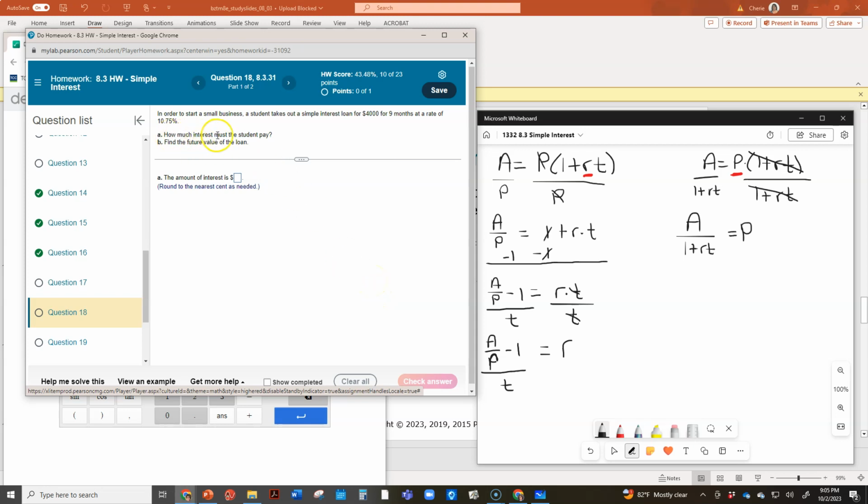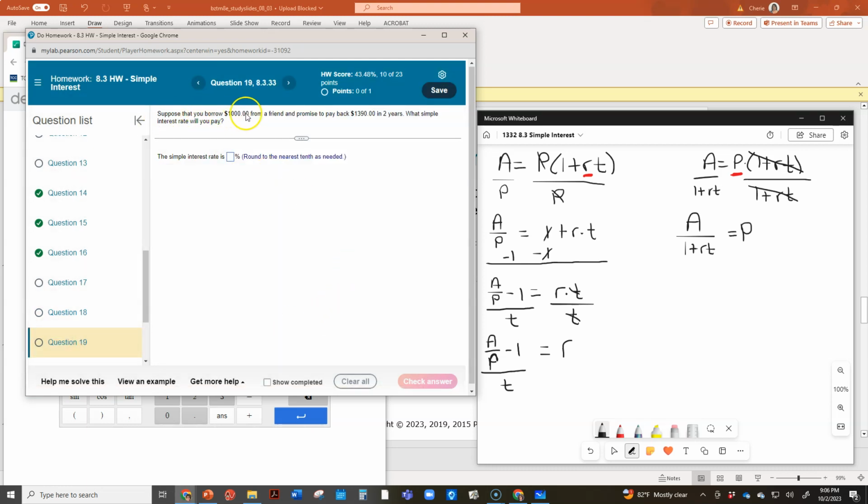How much interest must the student pay? Takes out a simple interest loan for $4,000 for 9 months at a rate. That's just I equals PRT. Find the future value of the loan. Add the answer to that to your principal, and you'll have it. Or use this formula right here. But I'm not going to do that one for you because you can do it.